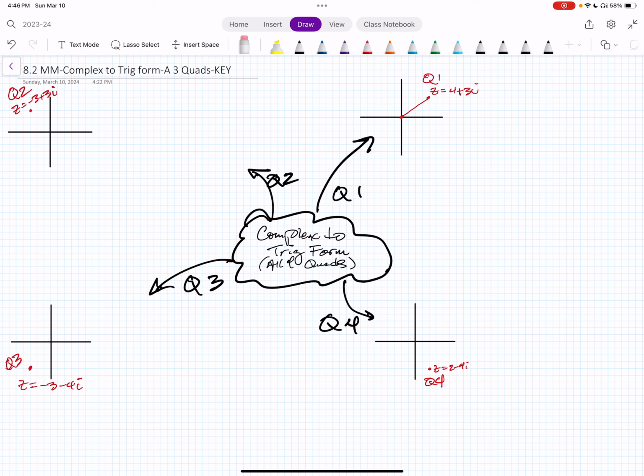Okay, so here we go. Quadrant 1, z is equal to 4 plus 3i, and we want to go into trig form. So you have to know what that is. Let's grab a red pen here and take a look at trig form in general.